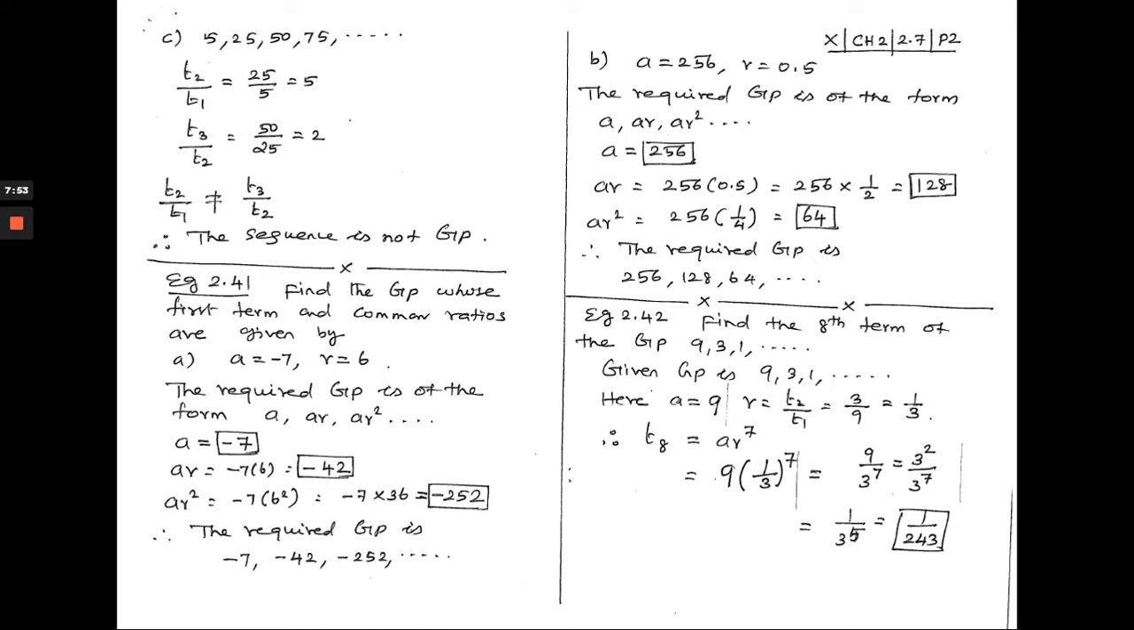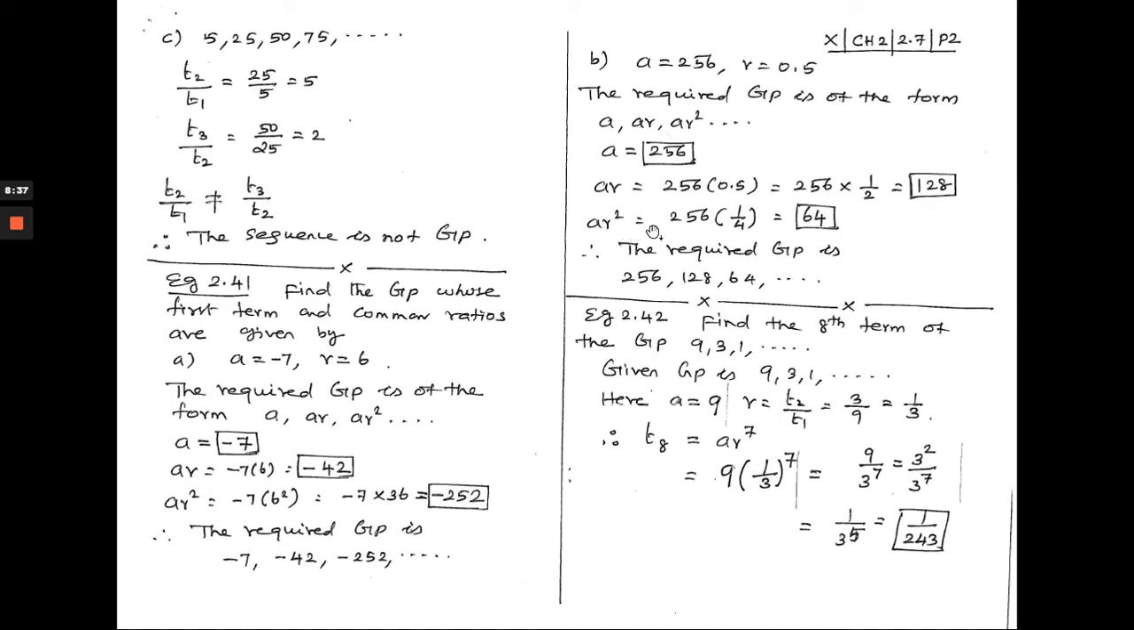So to find the GP, we use the general term of GP, a, ar, ar squared, etc. Okay, see here the second sum. Here a is equal to 256, r is equal to 0.5. Find the GP. The required GP is a, ar, ar squared, etc. Here the first term a is equal to 256. Second term ar is equal to 256 into 0.5. 0.5 is nothing but 1 by 2. 256 divided by 2 is equal to 128.